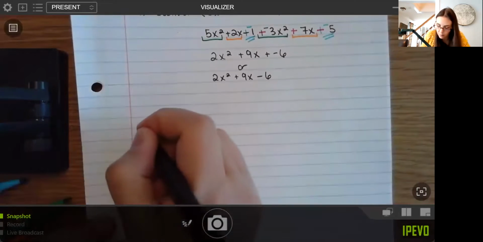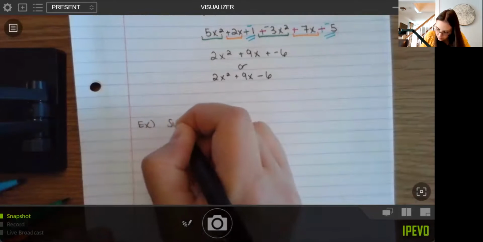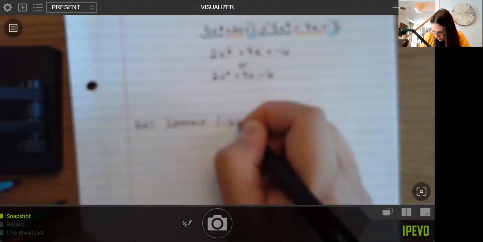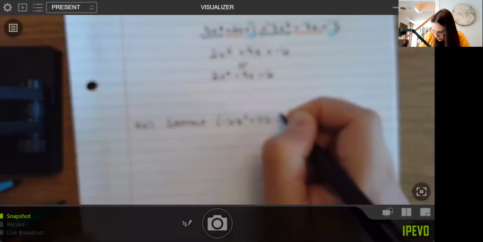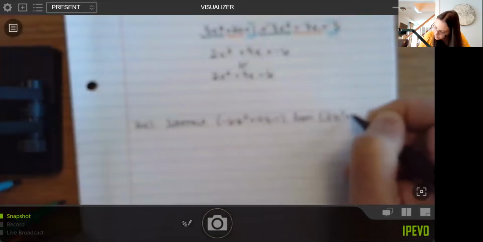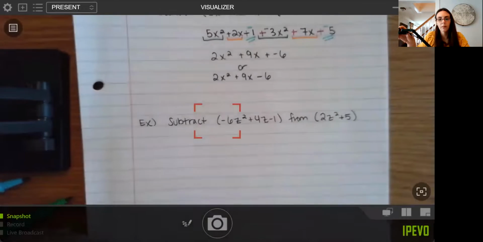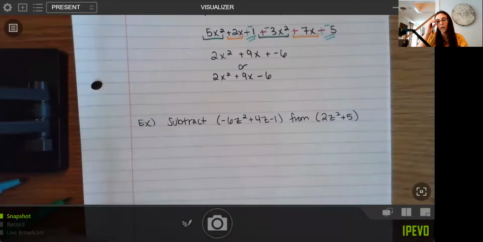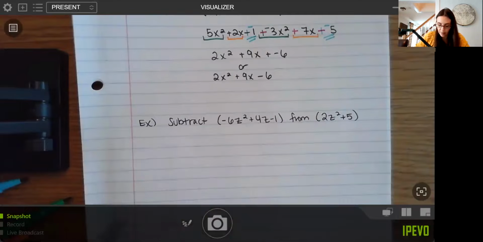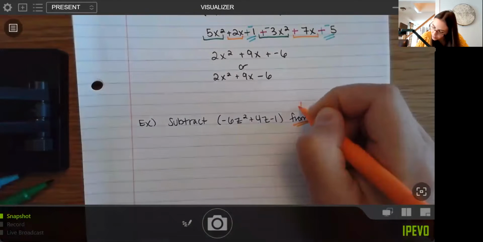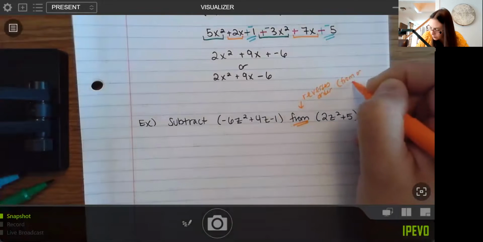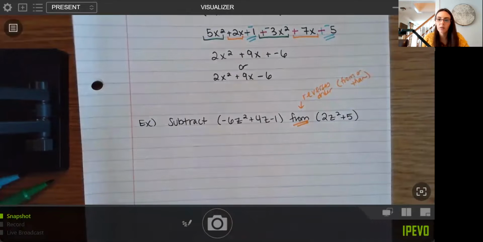Let's do another example. There we go. So we're going to subtract this trinomial from this binomial. So 3 terms and 2 terms. Now remember that the word from reverses the order. From and than. So if I say something like less than, right, that's going to reverse the order.